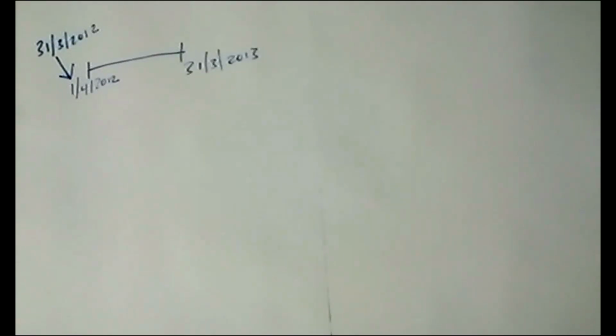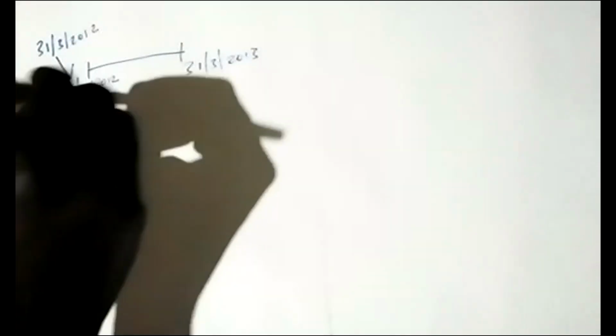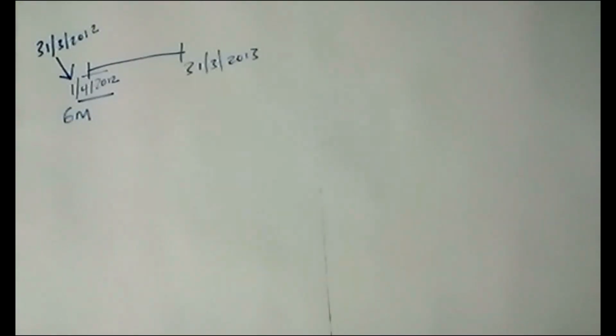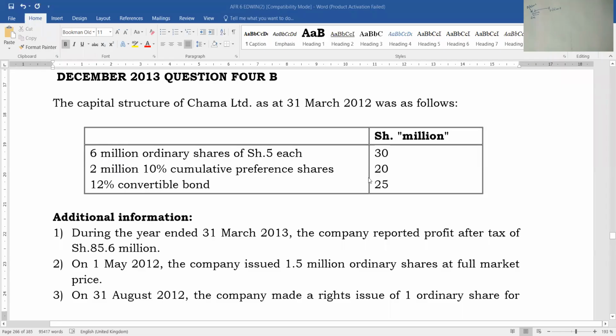So after that 1st March, you move to 1st April, which means that by the start of the year, there were 6 million ordinary shares. Remember, here we deal with the number of shares, not the total value. That's why I'm writing 6 million ordinary shares. Because per share was 5, that is why we arrive at 30 million. But we deal with the number of ordinary shares. That is why we call it the weighted average number of ordinary shares. We weigh the number of ordinary shares.